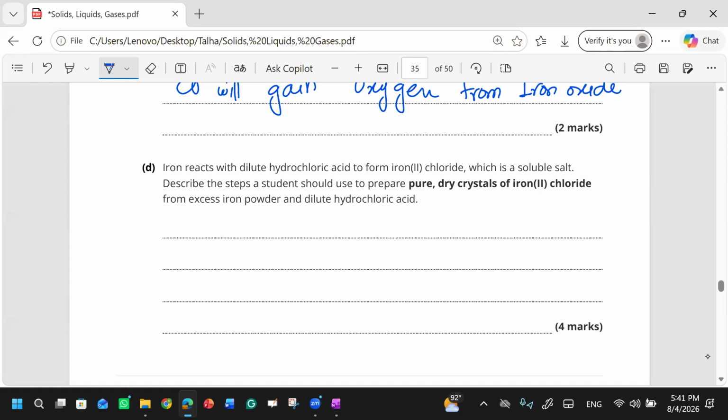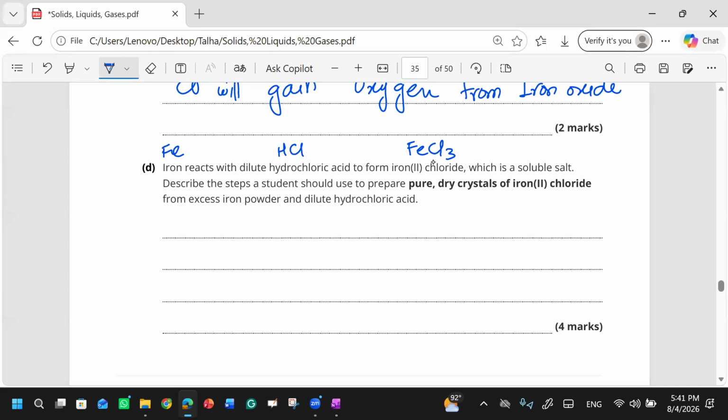In the first step, iron is reacting with dilute hydrochloric acid to form iron chloride, FeCl3, which is a soluble salt. So it can go in water, and it can be split into its respective ions. You can separate the positive ions, the cations, and you can separate the anions.